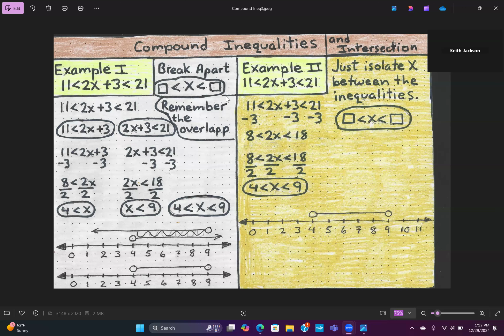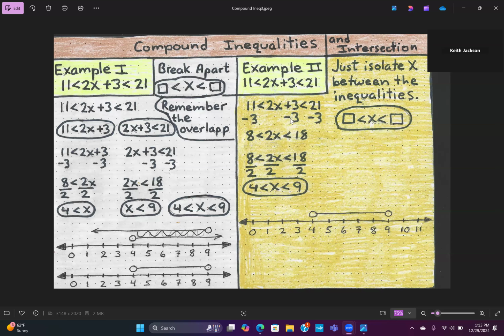So let's go to example 2, using the same example, but with a different method this time. And so we have, again, 11 less than 2x plus 3 less than 21. And all we're going to do is isolate x between the inequalities. You're going to see this is a real quick way to solve this type of problem.